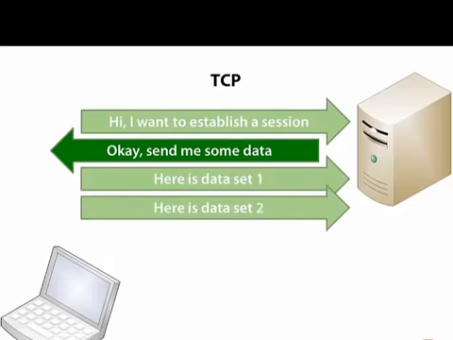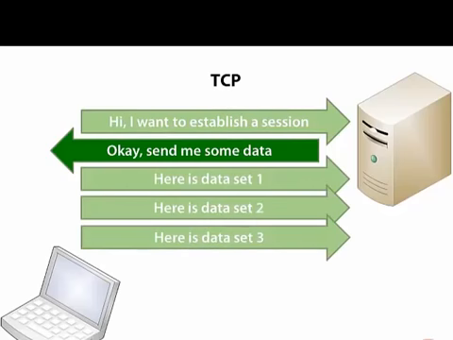So the sending computer is going to send several data sets. So in this example, it sends dataset 1, dataset 2, and dataset 3. Let's say dataset 2 goes missing. For whatever reason, somewhere along the way, it just disappeared, which happens. It's a real life scenario on the internet.